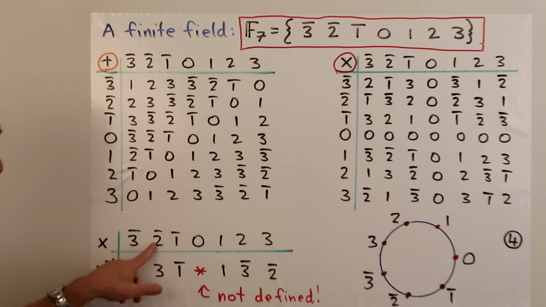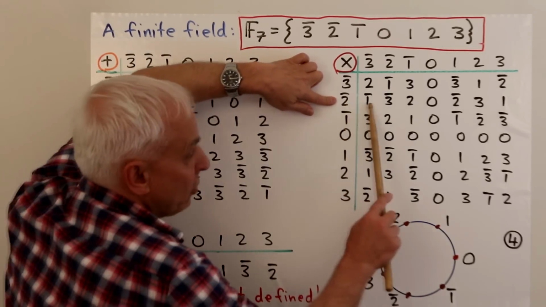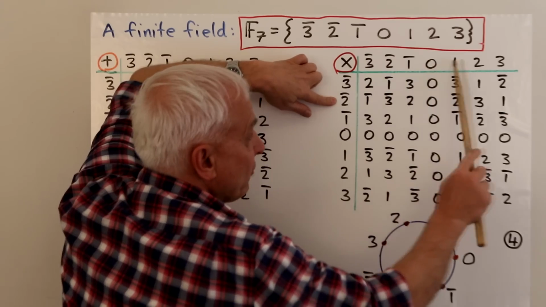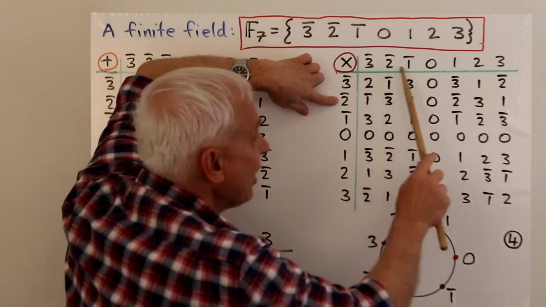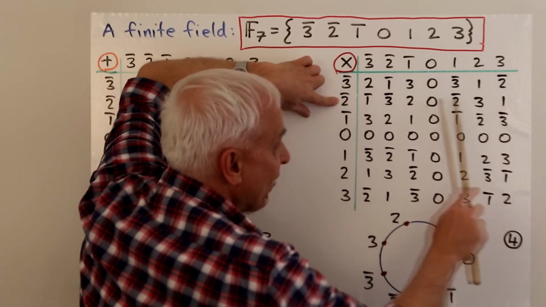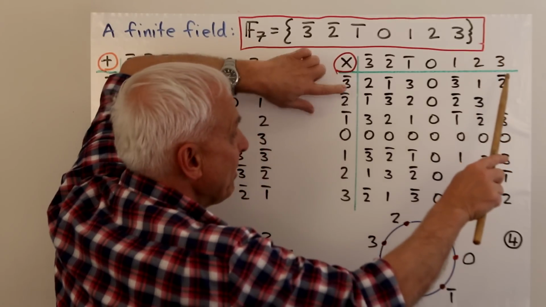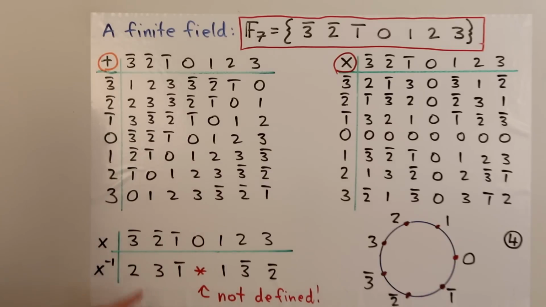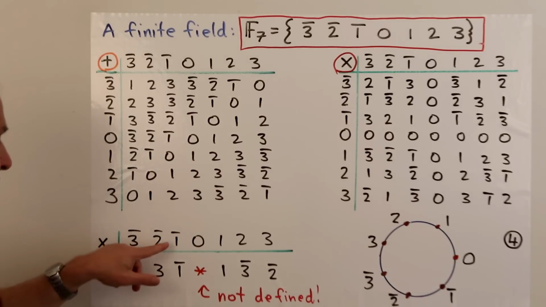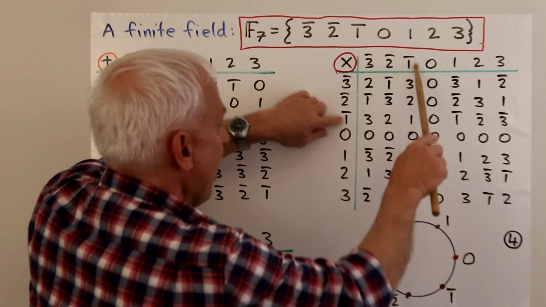So if we want to find, say, the inverse of 2 bar, or minus 2, we have to look along here and ask, what do we have to multiply 2 bar by to get 1? Okay, and we see that there's exactly one 1 in this row. We have to multiply 2 bar by 3. So that means that the inverse of 2 bar or minus 2 is 3. The inverse of minus 3 is 2. The inverse of minus 1 is itself, because minus 1 times minus 1 is 1.